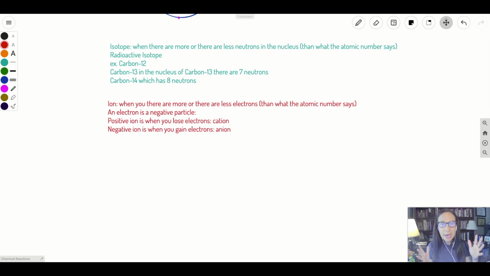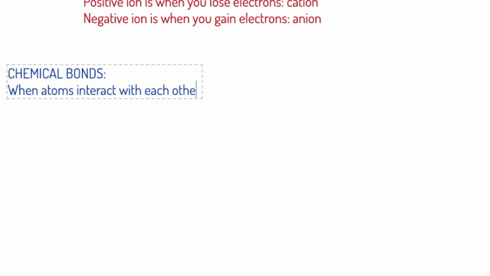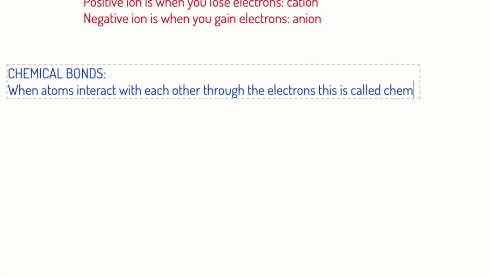Okay, sometimes atoms interact with each other. And when they do, what we say is that they form chemical bonds. Okay, so I'm going to do a different color here. This is a new section of our notes, and we're going to title it Chemical Bonds. Okay, and so this is when the electrons are interacting with each other. So I'm going to say when atoms interact with each other through the electrons. Okay, so the nucleus of atoms never touch. They can't, because there's all these electrons that are keeping the nucleus isolated. So when atoms interact with each other through the electrons, this is called chemical bonding.